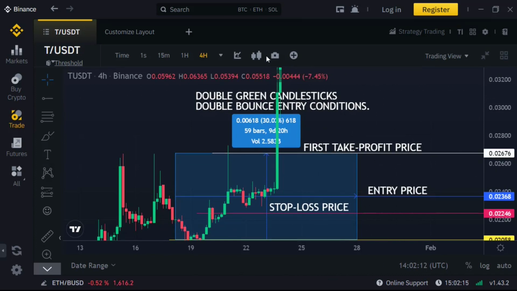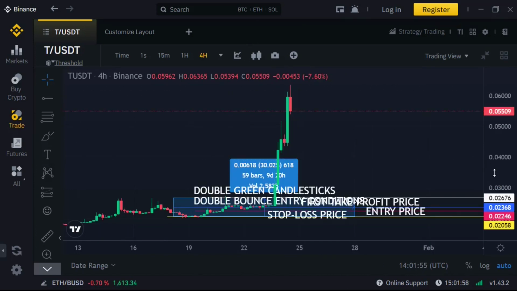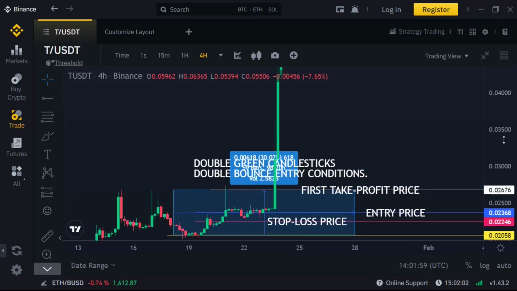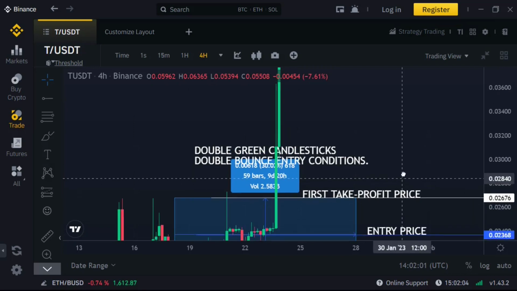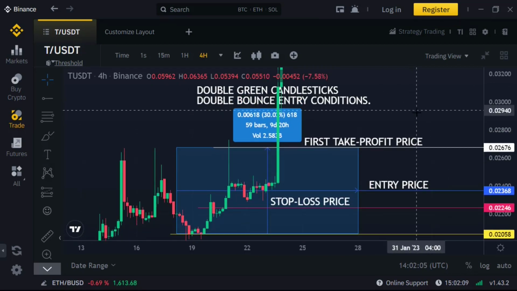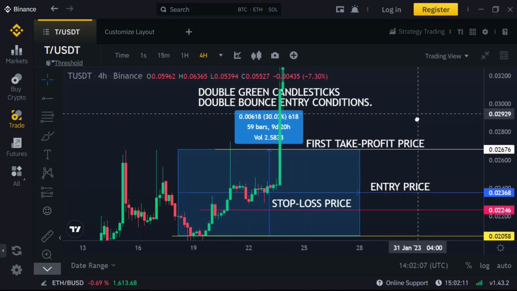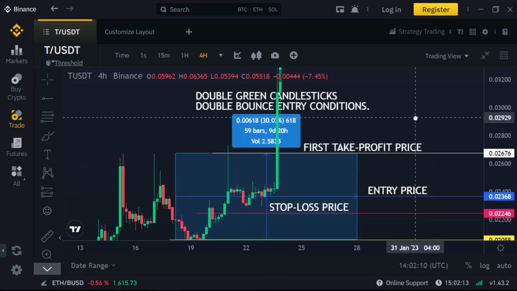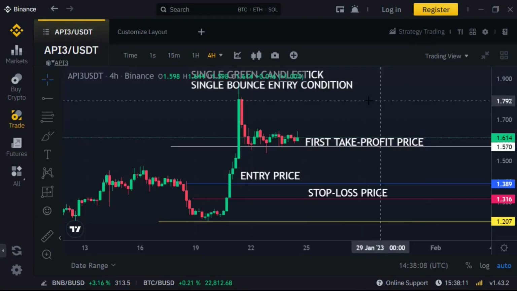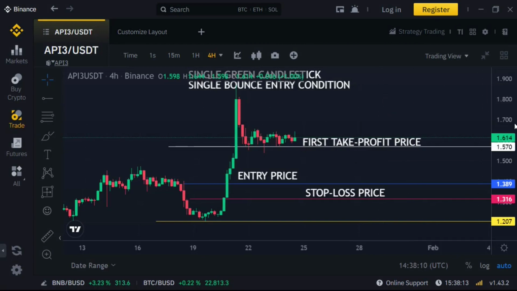So if you want to trade using the double bounce entry conditions, you have to wait for the price action of the cryptocurrency pair to hit the entry price for the first time and then dip back down to the stop loss price and then bounce back up to the entry price again for the second time before you can participate on the live trade. Note, if these entry conditions are not satisfied on the 4-hour candlestick price chart data, you will not participate on this live trade.